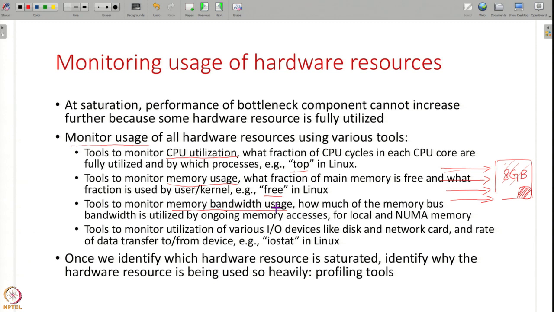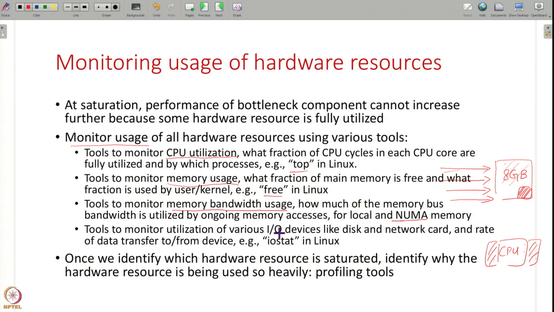Both of these you should monitor to see which one is the bottleneck, especially when you have local memory versus NUMA memory. This non-uniform memory we have studied: to some CPU cores some memory is closer, to some other CPU cores some other memory is closer. Therefore, you have to monitor the usage of this local memory, the usage of the memory that is farther away, and whether any of this is becoming the bottleneck. All of this you have to monitor.